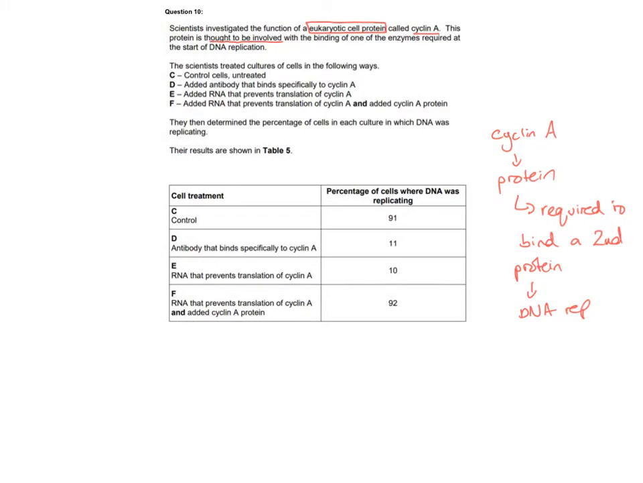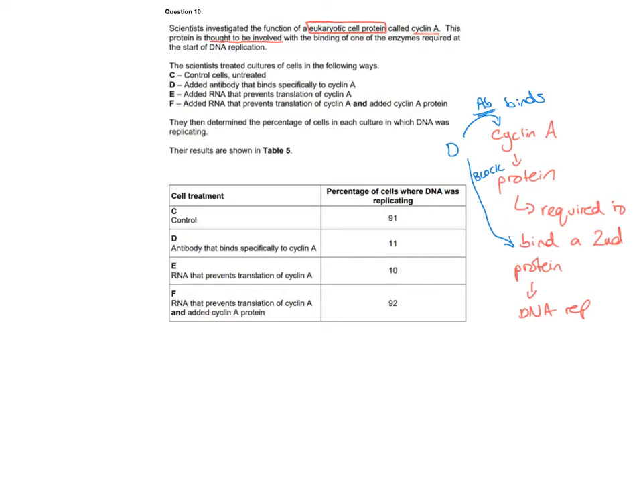And then we've got 4 conditions. So we've got control cells untreated. We've got an antibody that binds to cyclin A. So in D, we're saying an antibody binds. Now, we haven't really looked at antibodies again, but think back to GCSE. Antibodies, we know, bind to pathogens and destroy them. It's going to have a specific shape. Maybe that binding is going to block this binding. Okay, so that's happening there.